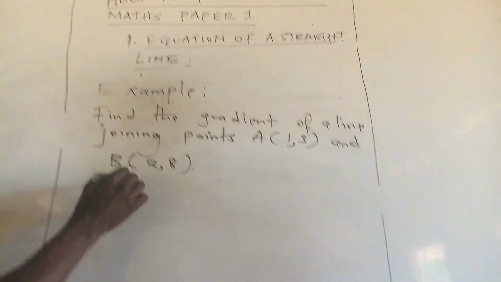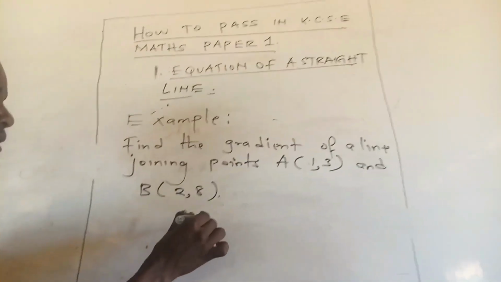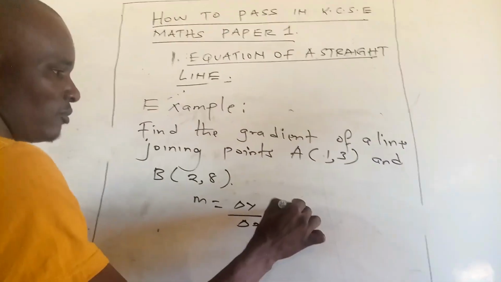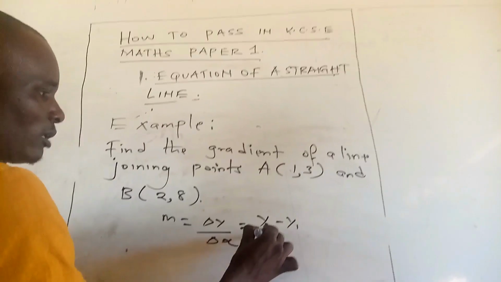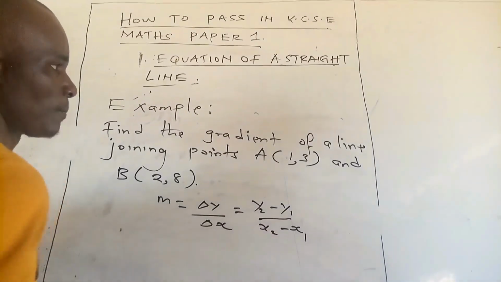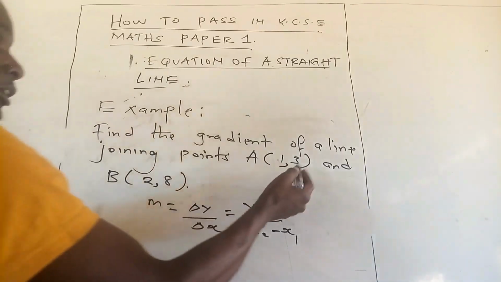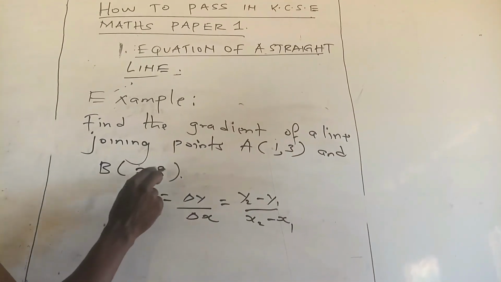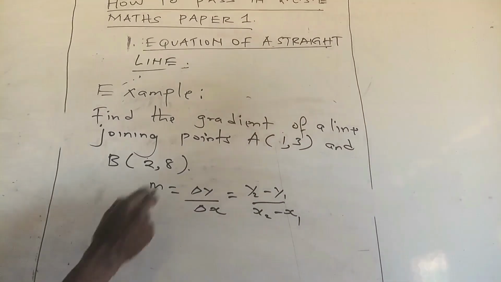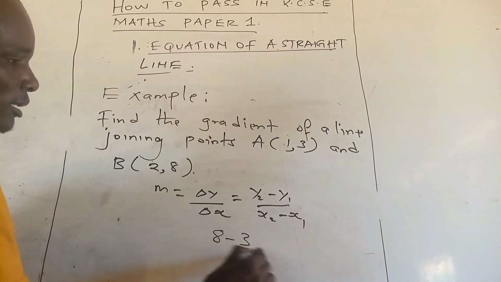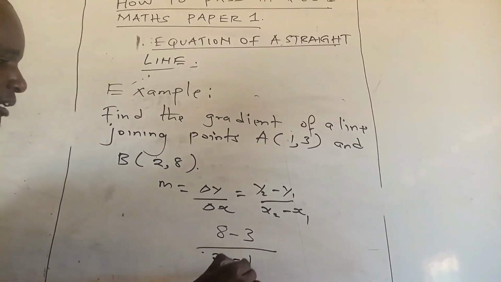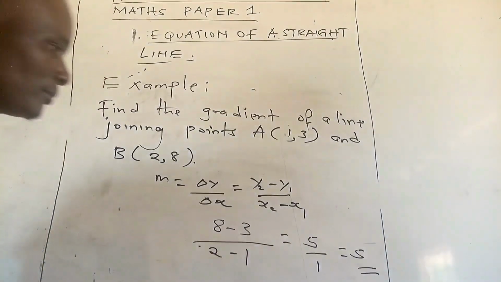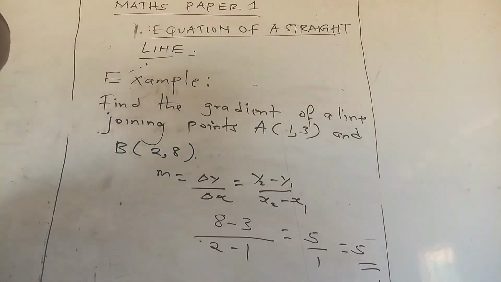To find the gradient, from the formula we normally know that m is equal to change in y over change in x, which is always given by y2 minus y1 over x2 minus x1. Within our points, this one will be our x1, this one will be y1, then this one will be x2, and this one will be y2. So that our gradient will be 8 minus 3 all over 2 minus 1. So this gives us 5 all over 1, which is 5. So the gradient of that line is 5.